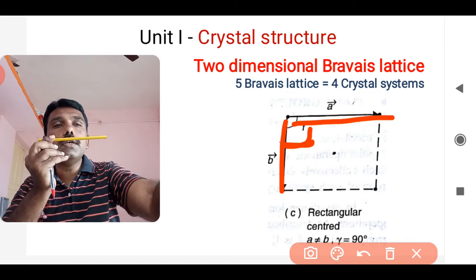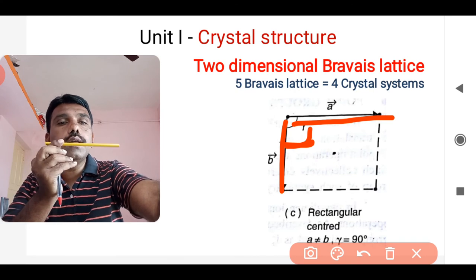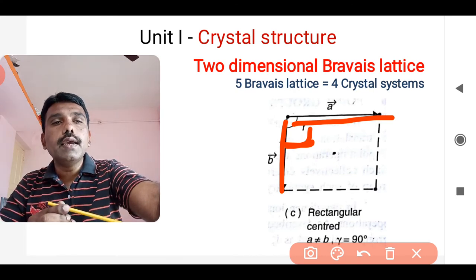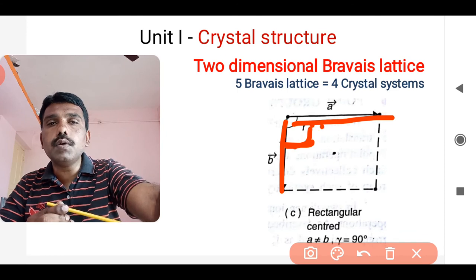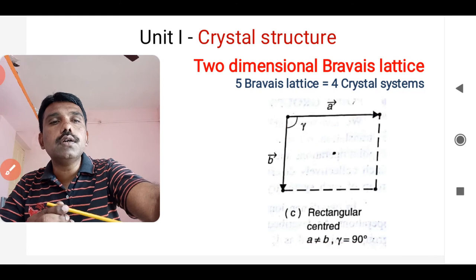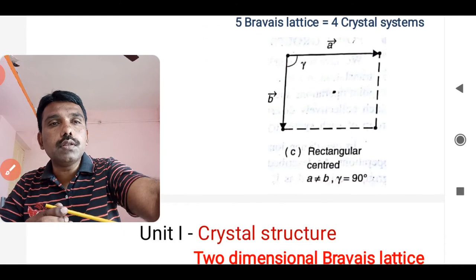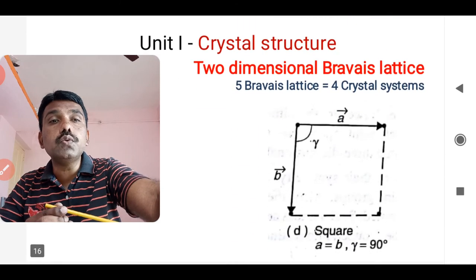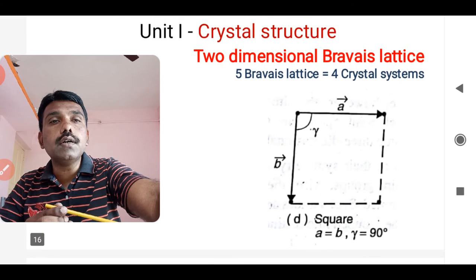And that is what is mentioned here: A is not equal to B, and the angle gamma in between these two vectors is 90 degrees, as it is rectangular. This is the third type of Bravais lattice in the two-dimensional case. Now here is the third.